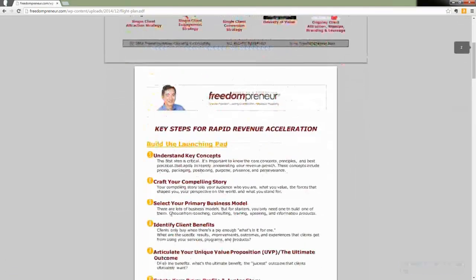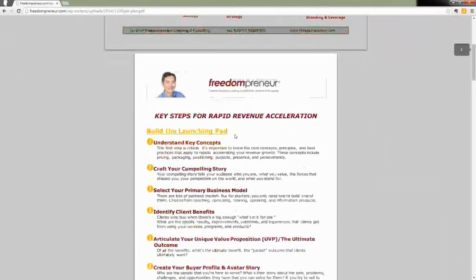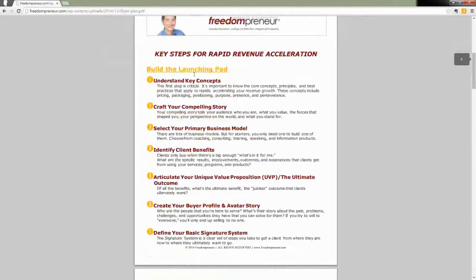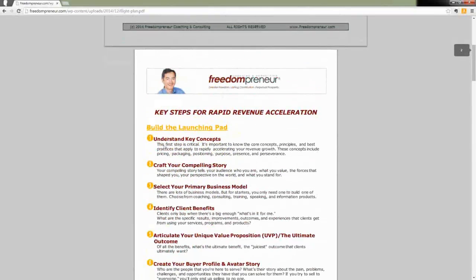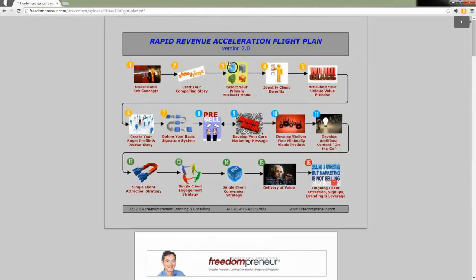Here are the key steps for rapid revenue acceleration. I've broken them up into 4 different sections. Building the launching pad, color-coded yellow, corresponds to the yellow balls. That's building your foundation for rapid revenue acceleration.